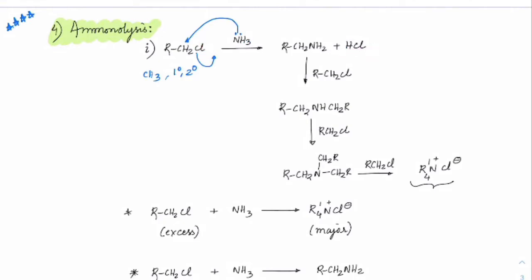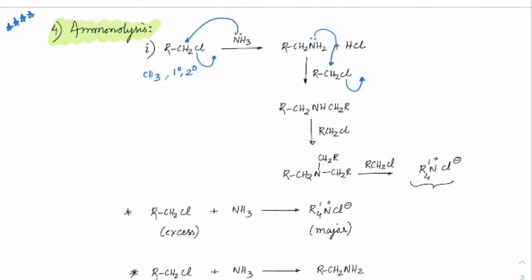Got it? Now if you have a further amount of alkyl halide, the reaction will again take place. So this lone pair will again attack here, Cl will leave. So it will keep on happening till it becomes a quaternary ammonium salt, right? So the reaction usually stops here.